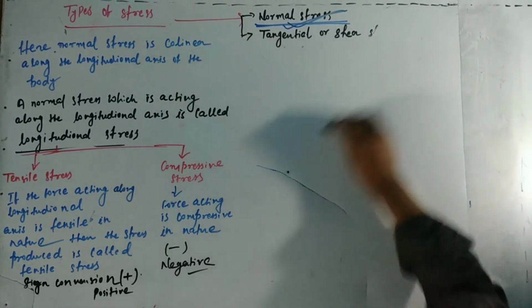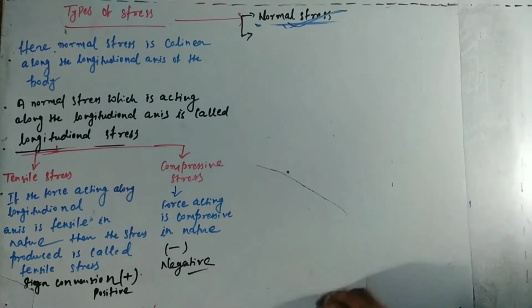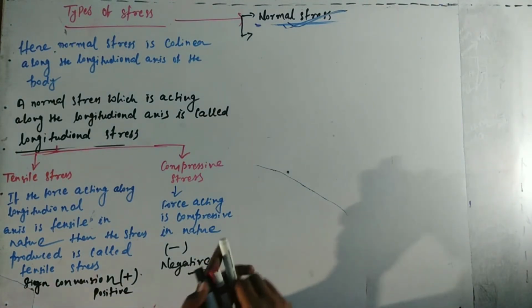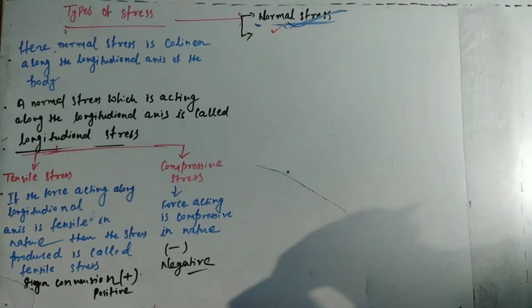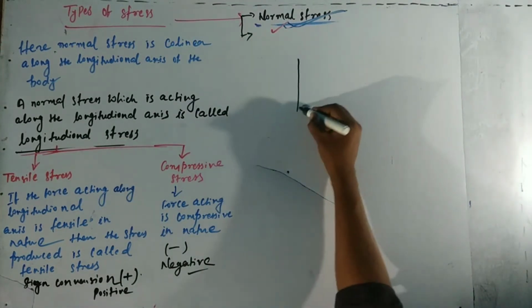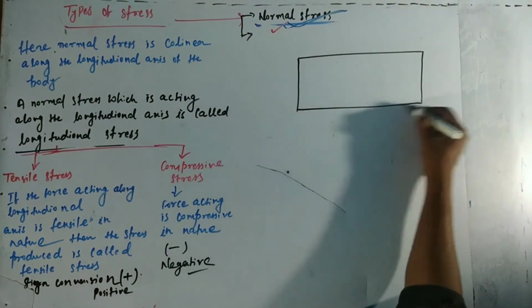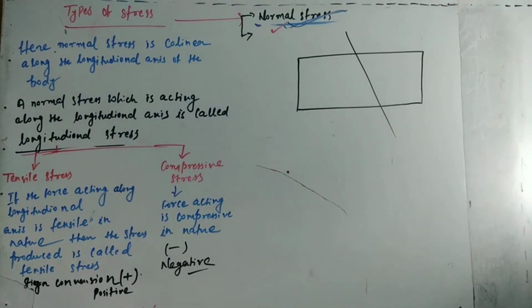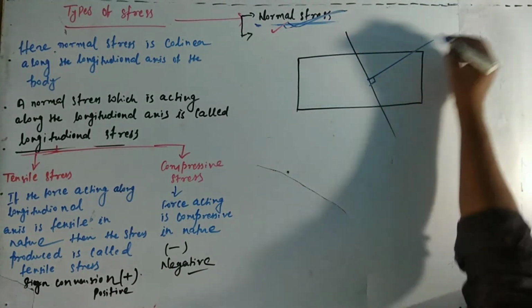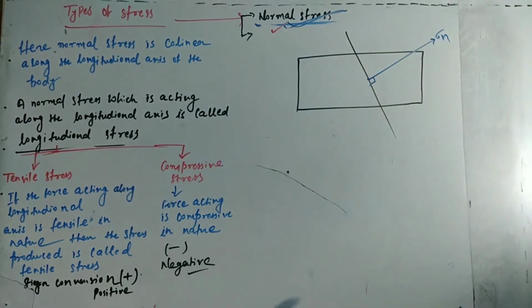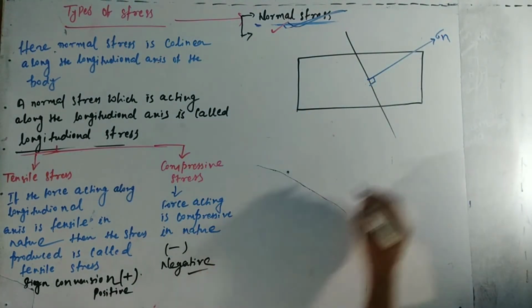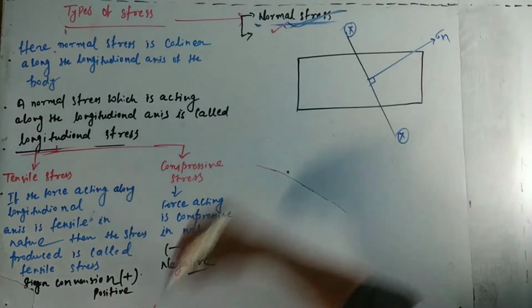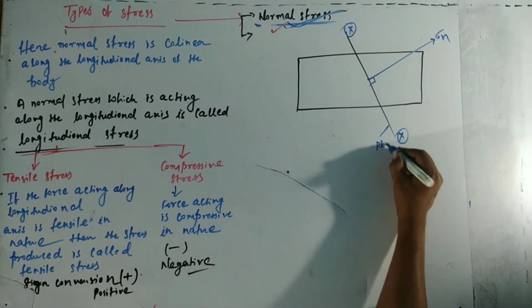Now we will see the equation of normal stress. What is the equation of normal stress? For this, again we draw a body. This one is the body and here a plane. This one is a plane xx at which normal stress sigma n is acting. This xx plane is called the oblique plane.